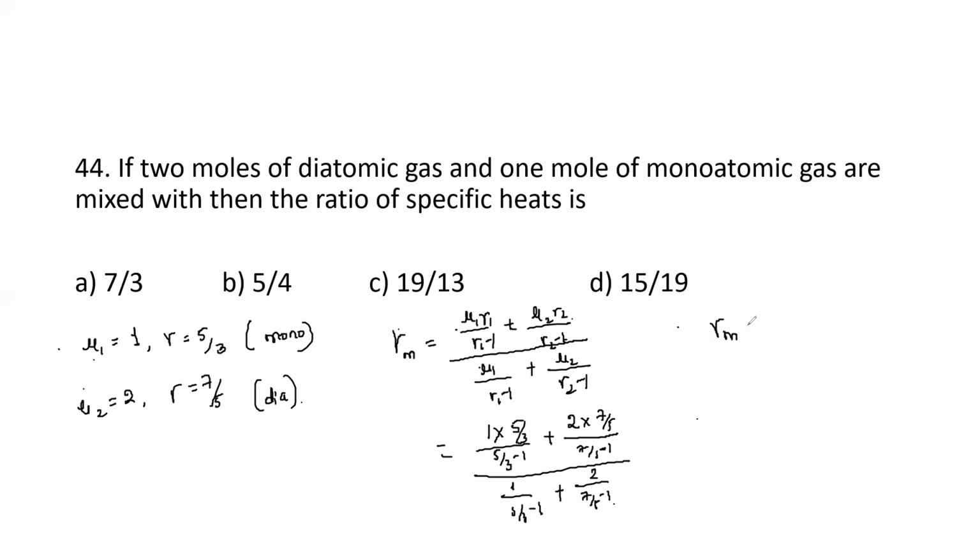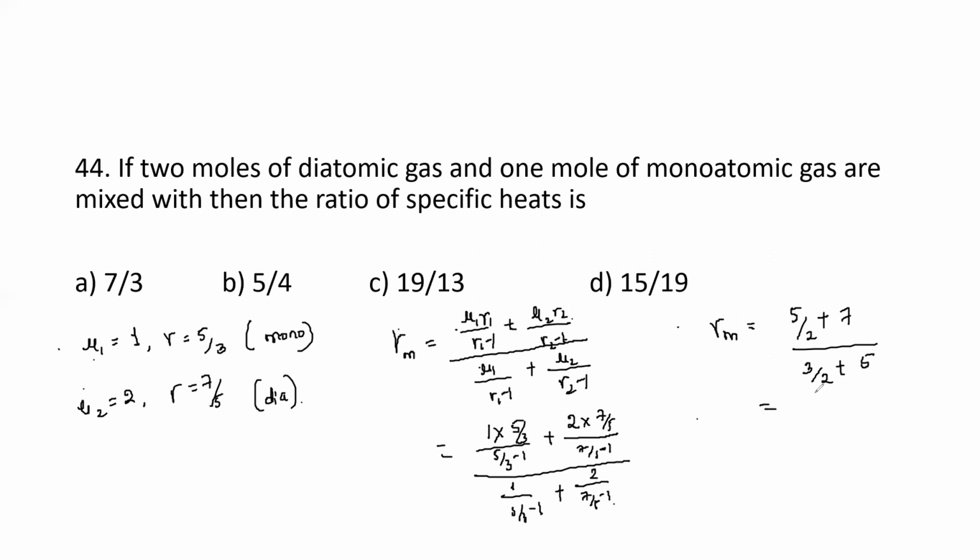Then the gamma of mixture is equal to, the simplification is a little complicated here, but one by one we can simplify. First, 5 by 3 divided by 5 by 3 minus 1, in the denominator we get 2 by 3, so the 3s cancel and we get 5 by 2. Plus, if you simplify, you will get 7 divided by, then here the simplification is 3 by 2 plus 5.